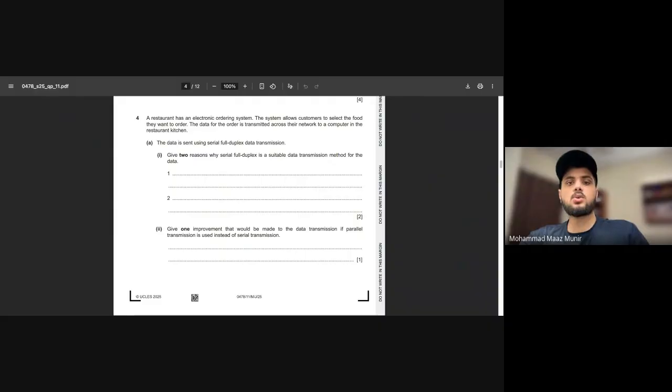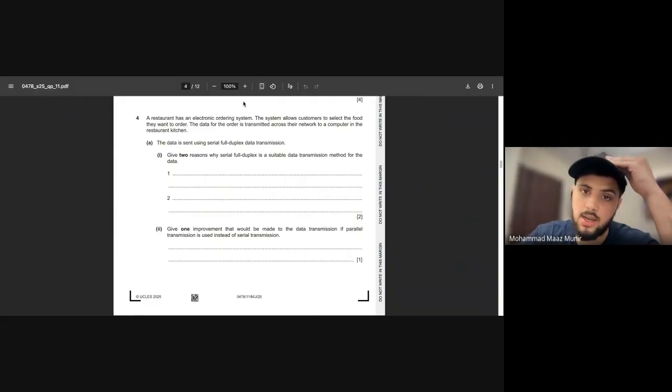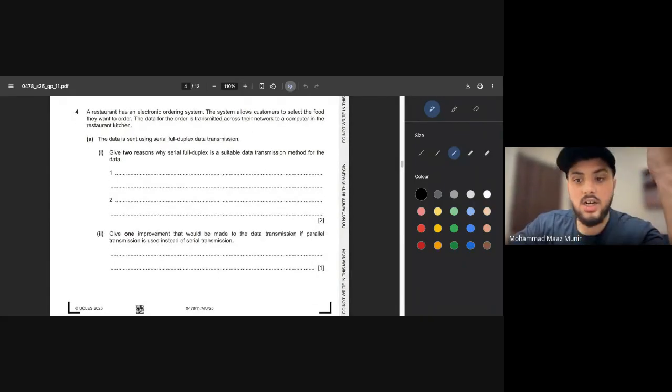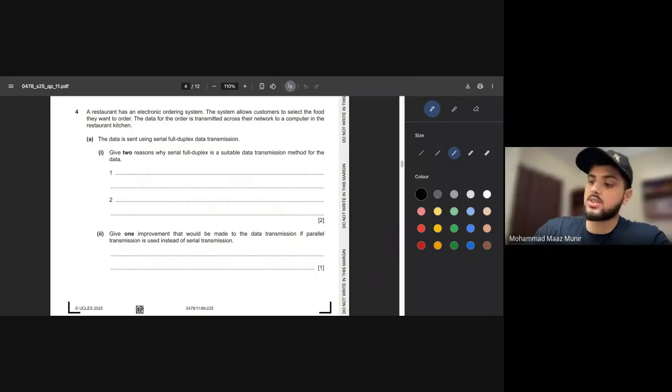So now we're going to be looking into this specific part, question number 4 of the summer 25 paper number 11, which is basically again related to chapter 2, transmission. Data transmission is something जो कि examiner को बड़ा पसंद है. So it's really advised कि आप लोग अच्छे से उसको वो कर लो. And you guys should be well aware of it.